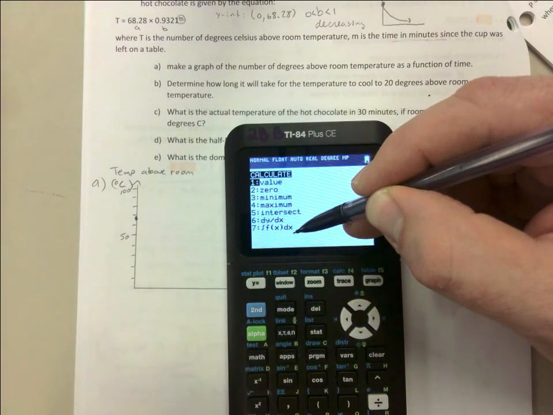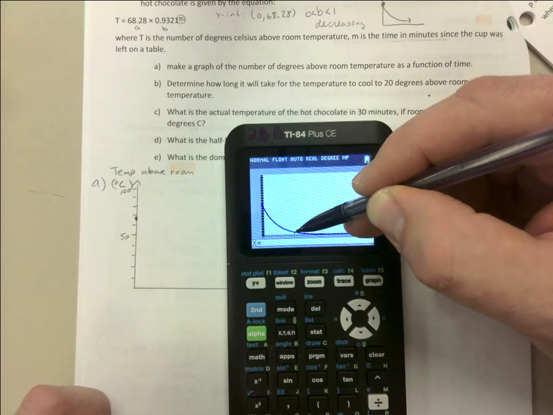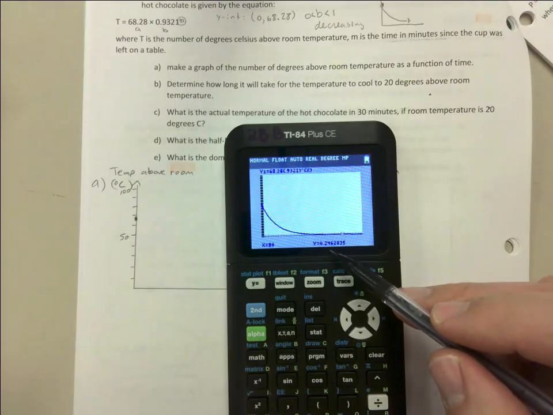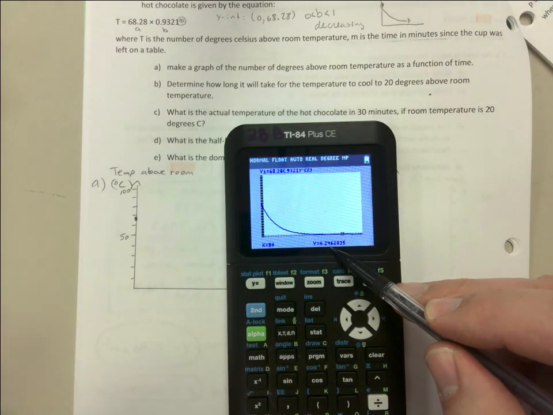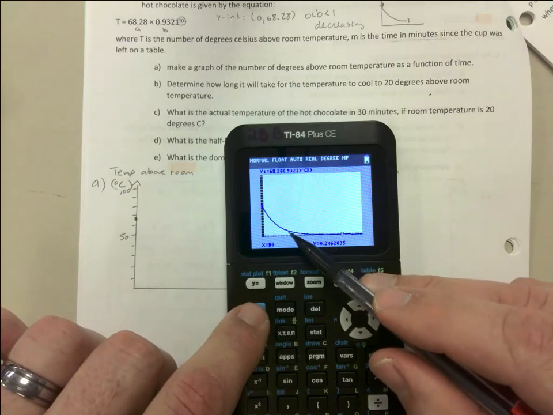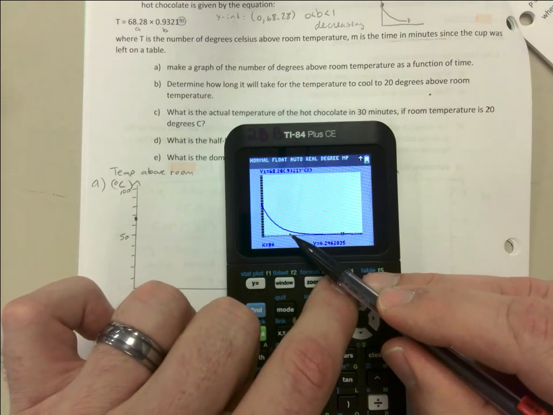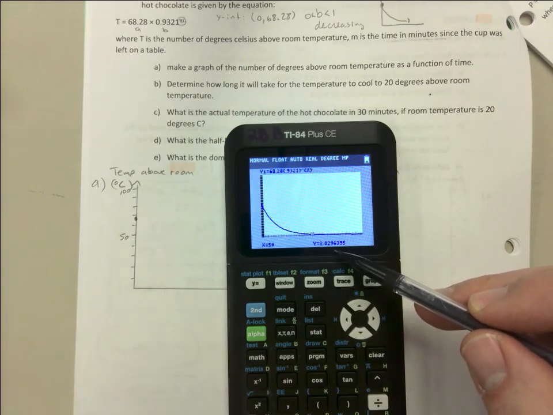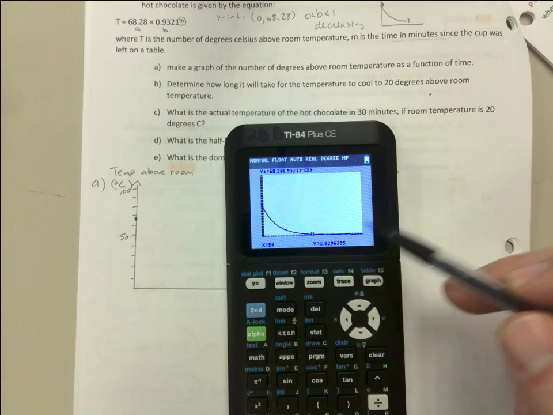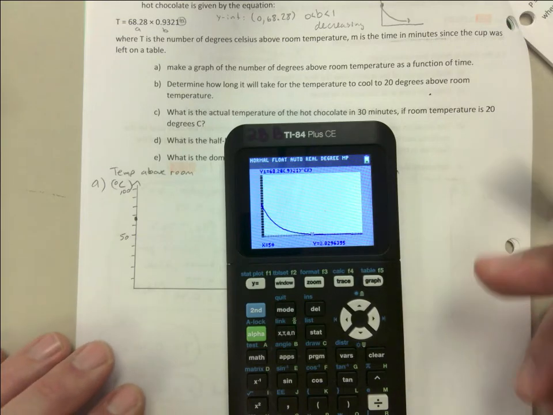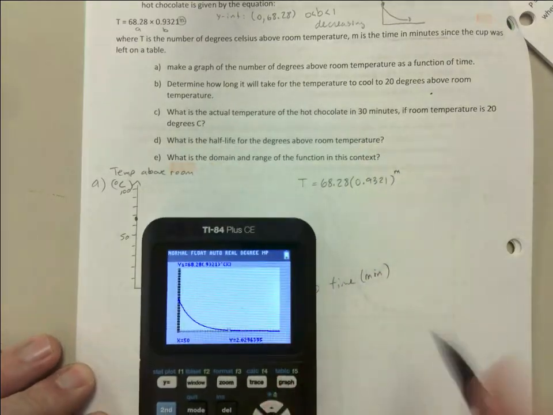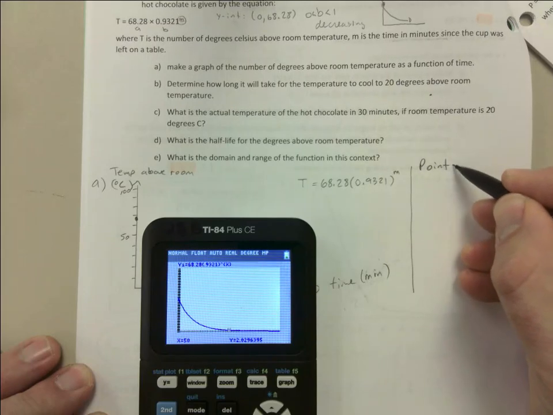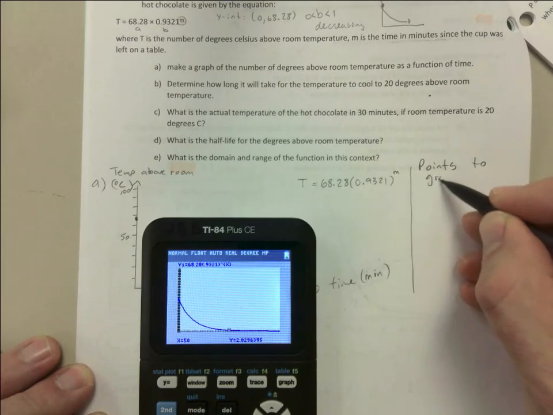Second trace value, I'm going to try 80. If I type 80, I'm super close to the x-axis. I don't like that. I'm going to try something a little bit closer here. So let's try 50. Second trace value, x is equal to 50. That's 2.03. That I can make work. So I'm going to just write that down here. These are just points to graph, okay?